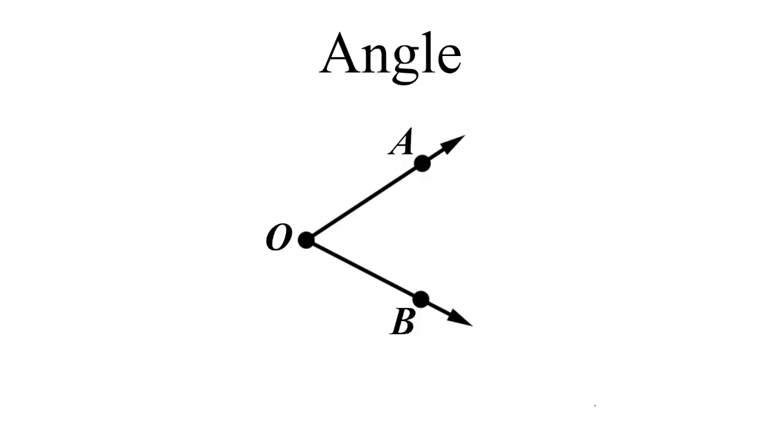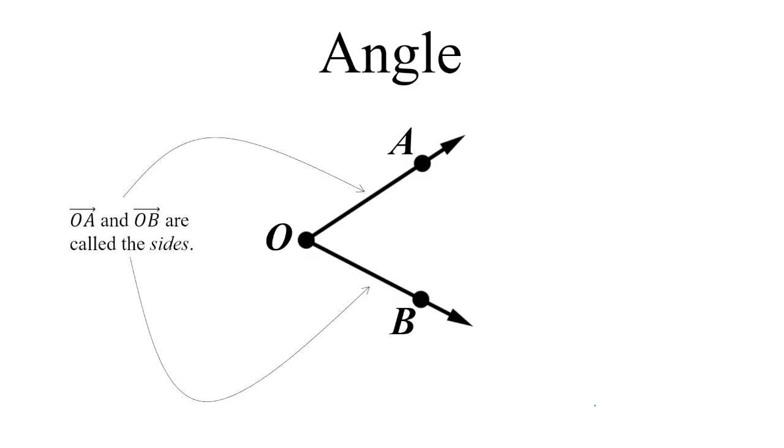Now what you see is an angle. And an angle is actually made up of 2 rays sharing an endpoint. So first, let me tell you about the parts of an angle. The endpoint that they share is called the vertex, whereas the 2 rays that make up the angle are the sides of the angle.